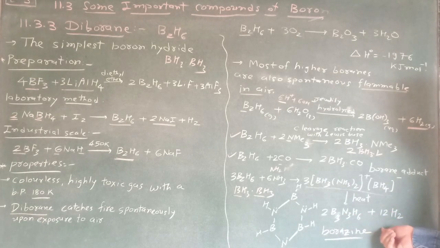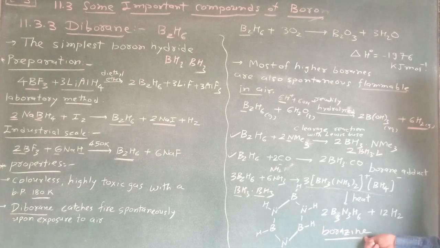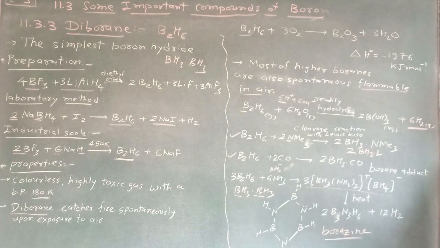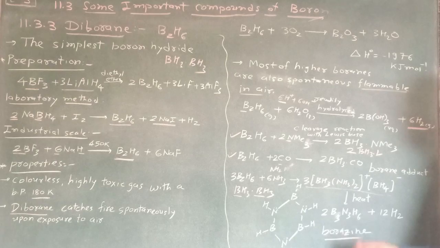This is nothing but inorganic benzene, just like C6H6. Okay, so this is known as borazine, and 12 moles of H2 gas is released. So that is all about diborane. Now we switch towards the structure of diborane, which is very interesting. Make a screenshot of this, write it completely according to your NCERT textbook.